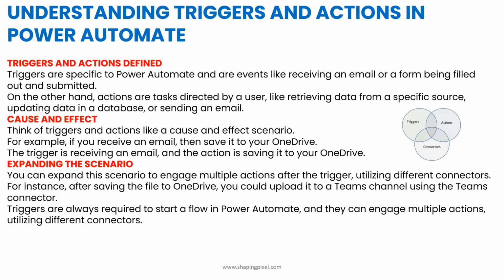Let's talk about triggers and actions in Power Automate. Triggers are specific to Power Automate and are events like receiving an email or a form being filled out and submitted. On the other hand, actions are tasks directed by a user, like retrieving data from a specific source, updating data in a database, or sending an email.